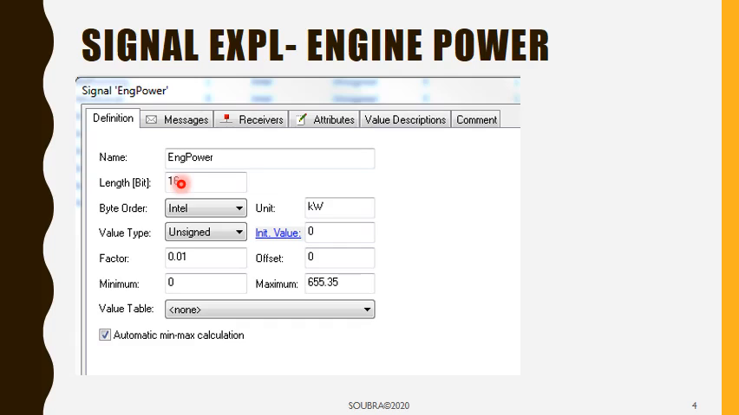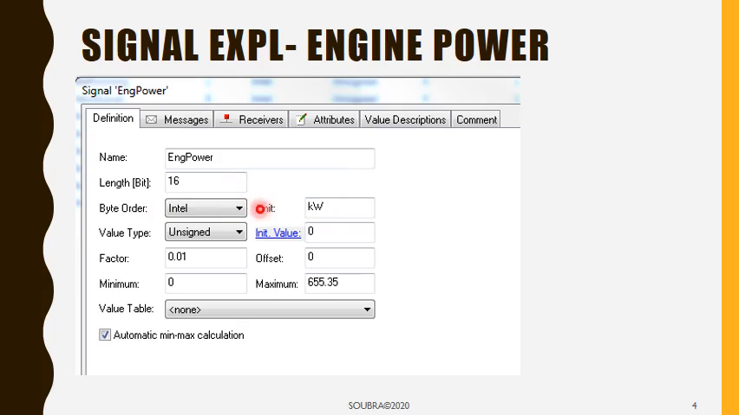65,536. Fair enough? And because it's unsigned, basically we would be able to go from 0, which would be the minimum value, all the way up to 2 to the power of 16 minus 1, which would be 65,535. Fair enough? So this is the raw signal. So we're good for that.